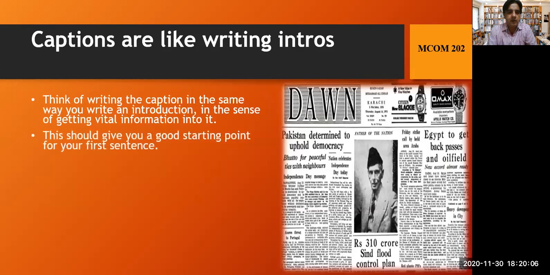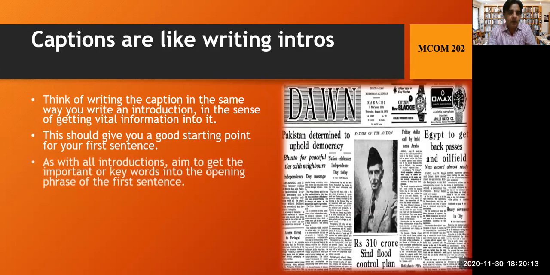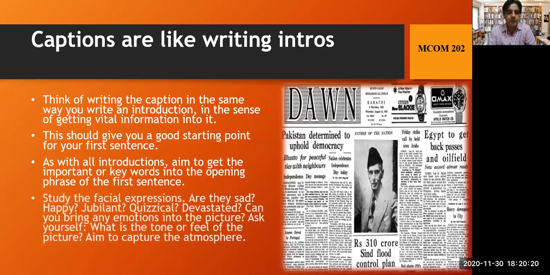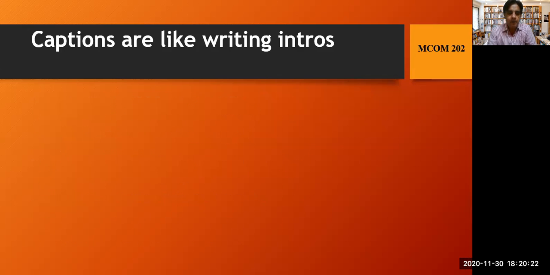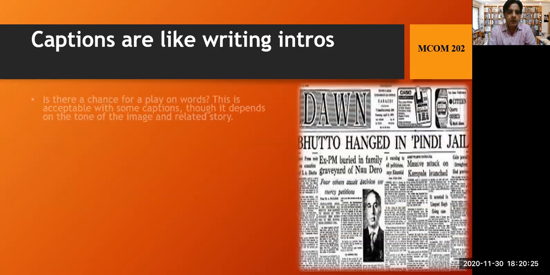Captions are like intros. You know what an intro is. So this should give you a good starting point for your first sentence. As with all introductions, aim to get the important keywords into the opening phrase of the first sentence. Is there a chance for a play on words? This is acceptable with some captions, though it depends on the tone of the image and related story.